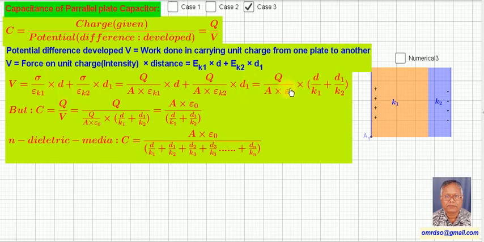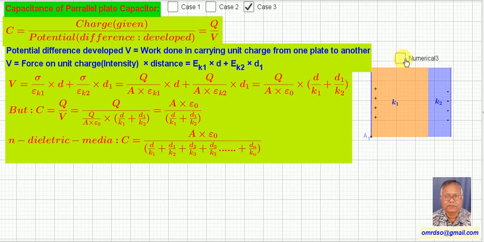So finally it comes out V is equal to Q upon A into epsilon naught into D upon K1 plus D1 upon K2. D is the thickness of the medium K1 and D1 is the thickness of medium K2. So putting the value, I have got this result: C is equal to A into epsilon naught upon D upon K1 plus D1 upon K2. If there are n media, the same formula can be extended: C is equal to A into epsilon naught upon D1 upon K1 plus D2 upon K2, like that. This way you can get the capacitance. This is the method to derive. The main thing is that to find the work done, that means the potential difference developed, we need it.